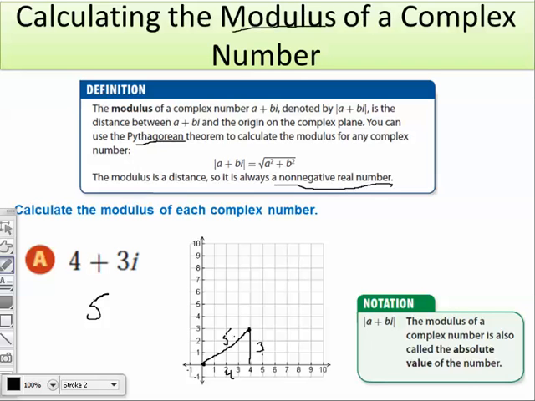Okay? How do we write this? We write the modulus with lines around it like that. But how do we find it? It's by taking the squares of the numbers, adding them, and taking the square root.